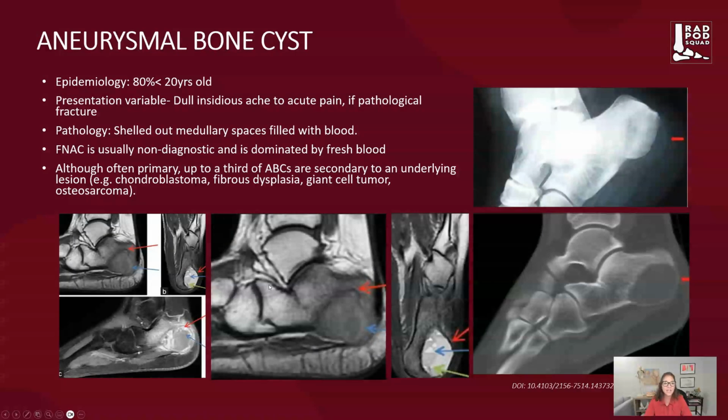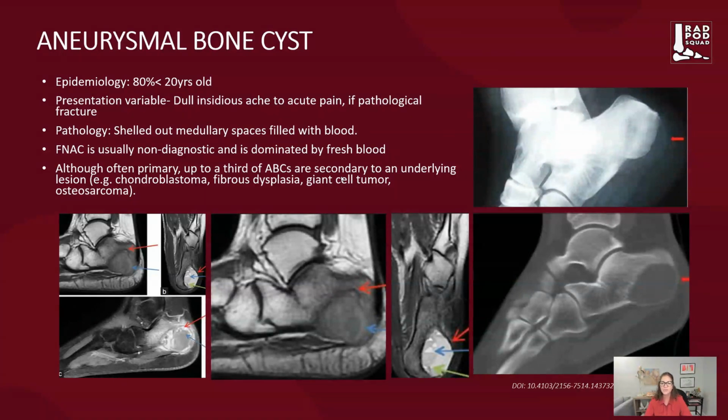Moving on to aneurysmal bone cysts, this is the epidemiology. Usually less than 20 years of age is where these cases present. The presentation can be a dull, insidious ache to an acute pain, and many of them are primary, but up to a third of aneurysmal bone cysts are actually associated with another tumor, something like a chondroblastoma or a fibrous dysplasia, giant cell tumor, osteosarcoma. So it really goes along with many other tumors.